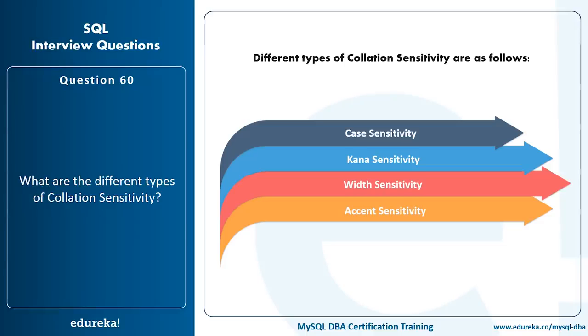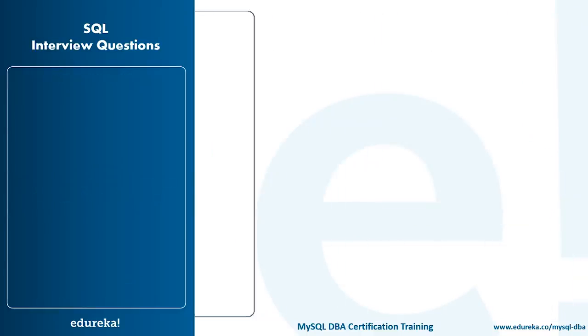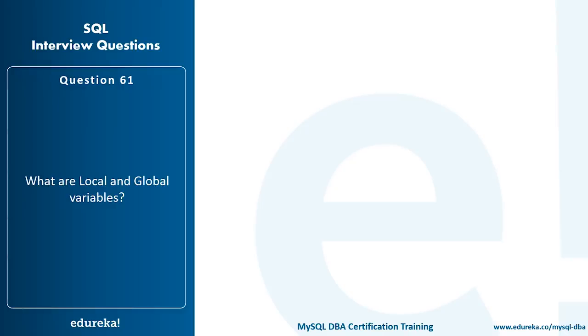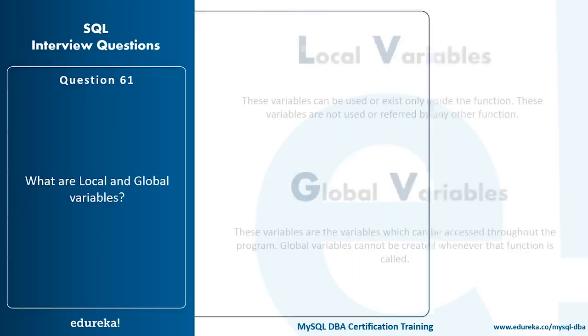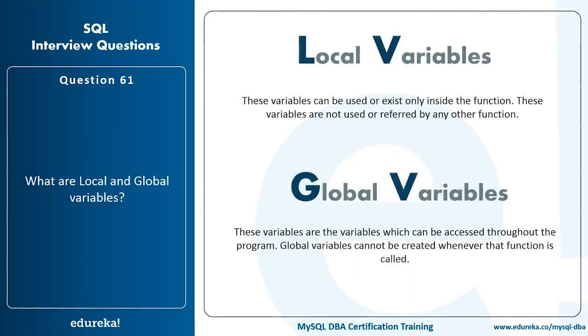So I hope that you've understood till now. Next in this session, let's understand what are the local and the global variables. Now talking about local variables first, these variables can be only used or exist only inside the function.